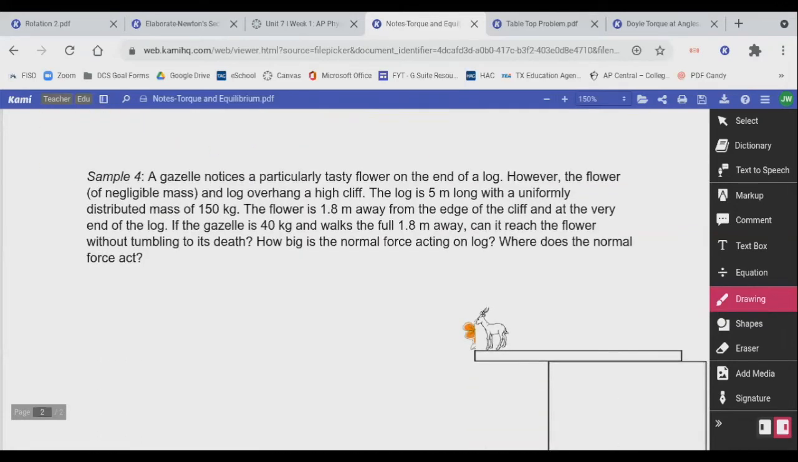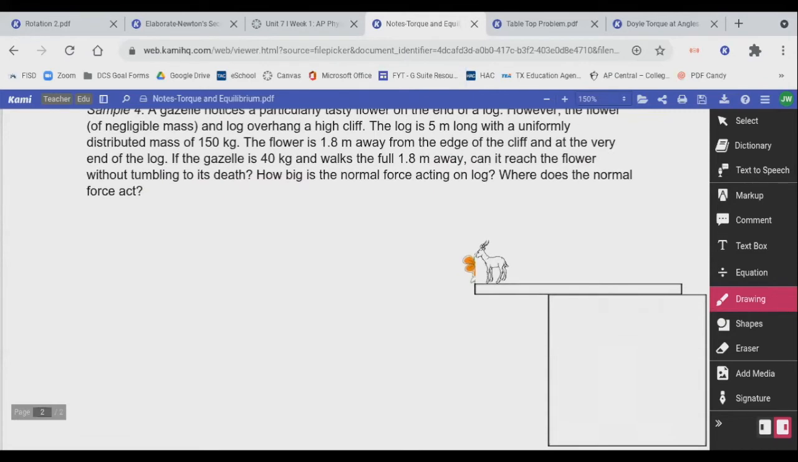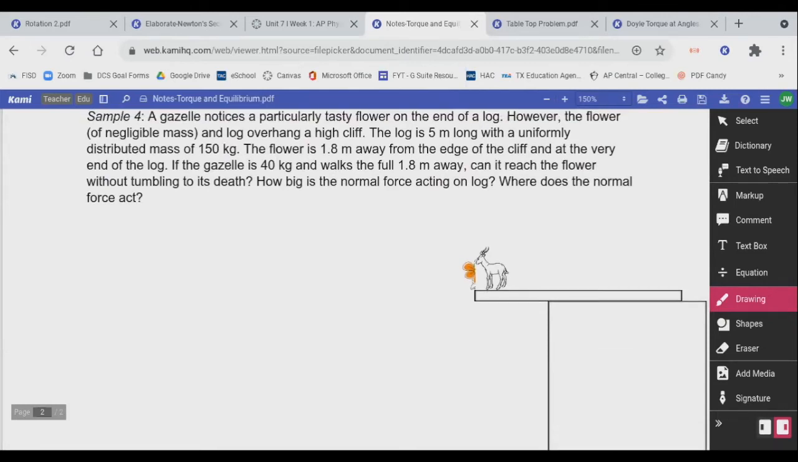Here, they give us a bit of a picture and a description. We've got a gazelle noticing a particularly tasty flower at the end of a log. So that's the weird picture with the gazelle. However, the flower is of negligible mass, so that means we don't care about its mass, and the log overhangs a high cliff. So that's what we're seeing in this picture. That rectangle he's standing on is a log overhanging a cliff.